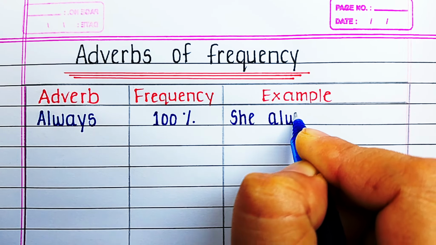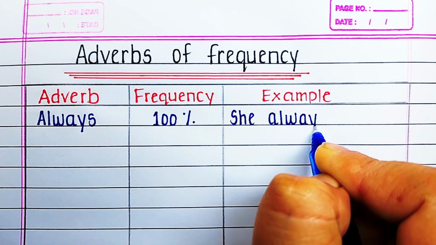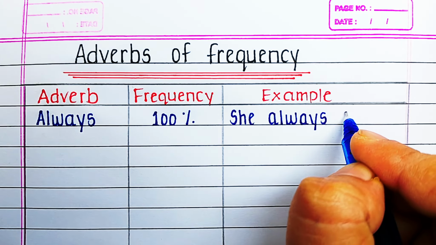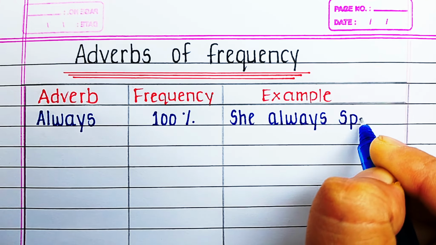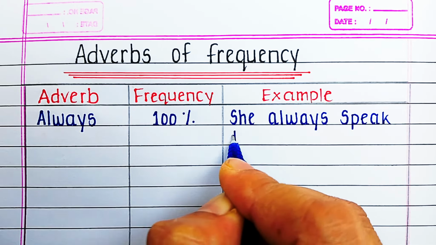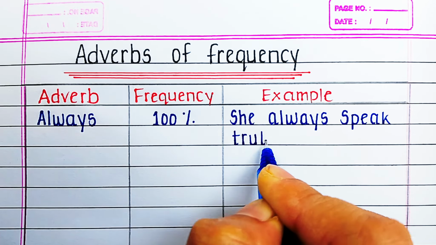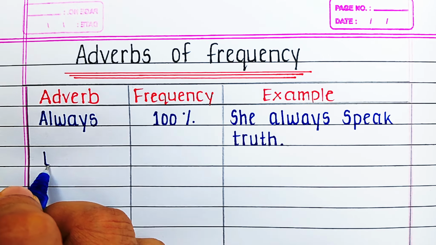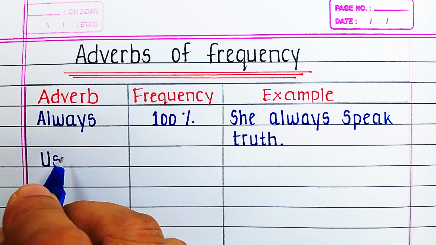First adverb is always. We use it for 100% frequency. For example, she always speaks truth. That means she 100% speaks truth.